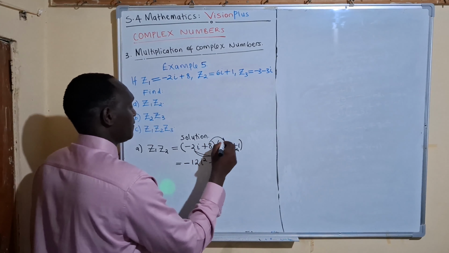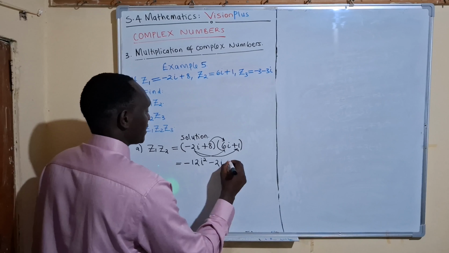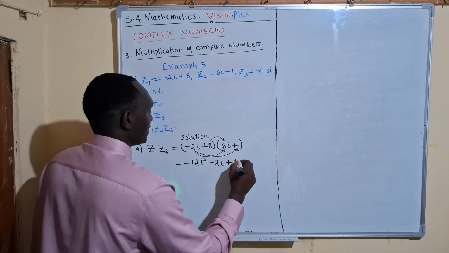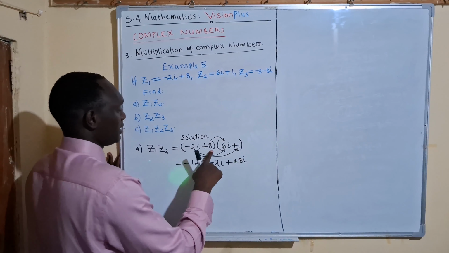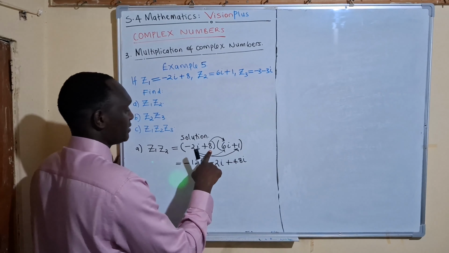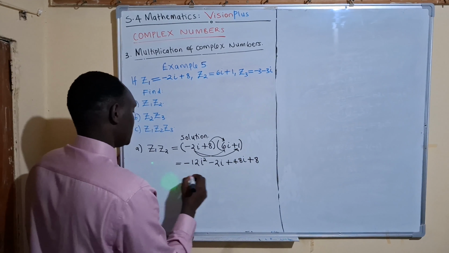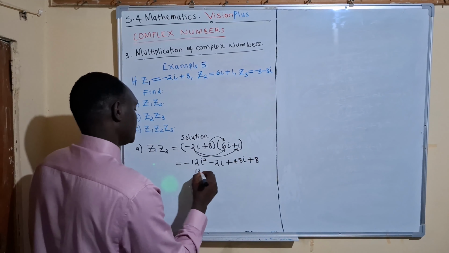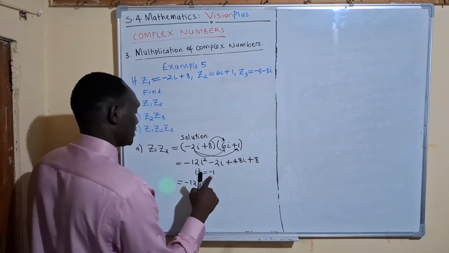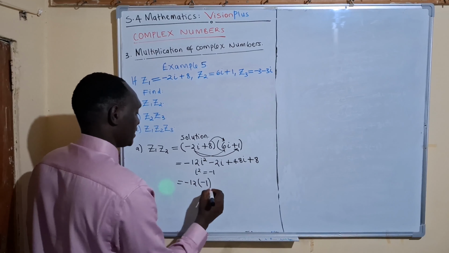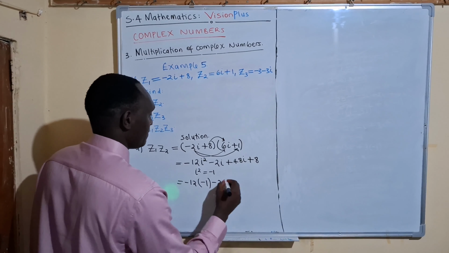Then you come to 8. Positive 8 times 6i is positive 48i. And then 8 times 1 is 8. After that, you know that I squared is the same as negative 1. So here we shall have negative 12 I squared. What is I squared? I squared is negative 1. So in place of I squared, here we put negative 1, minus 2i.